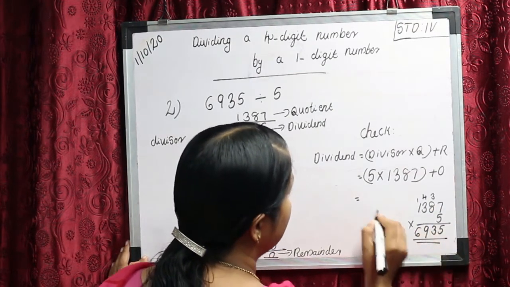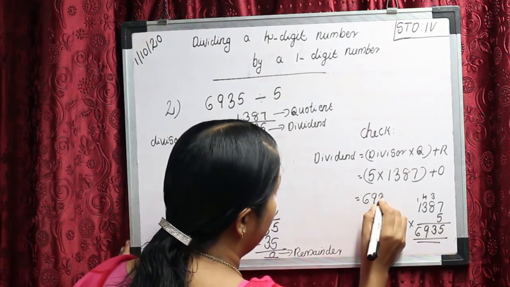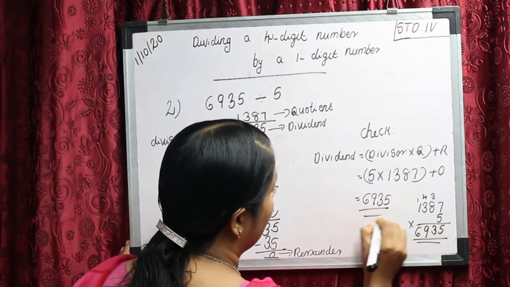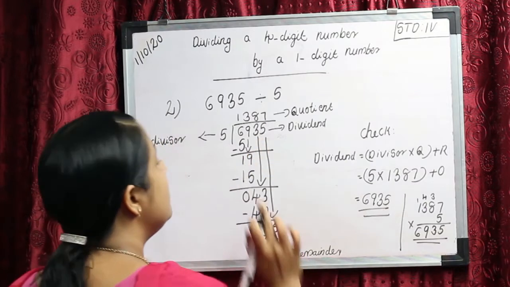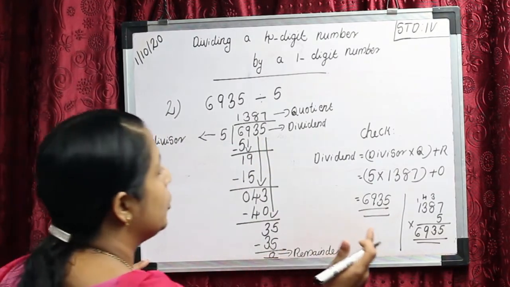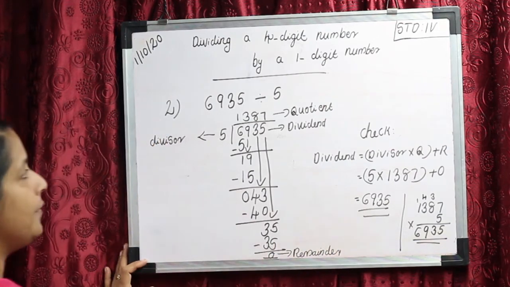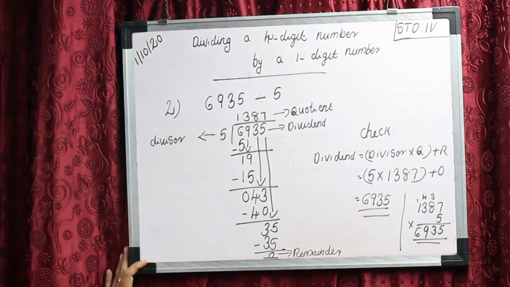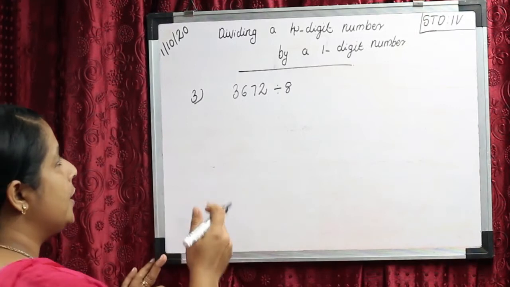So we get the answer as 6935. Okay. So our dividend is also 6935. So both of the answers are correct. So our division problem is also correct. Okay. Then one more example.